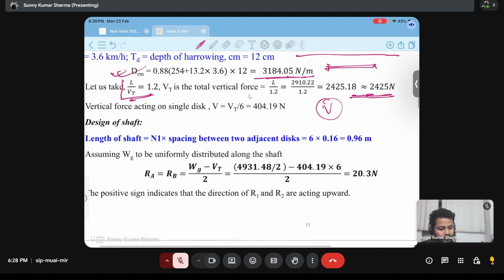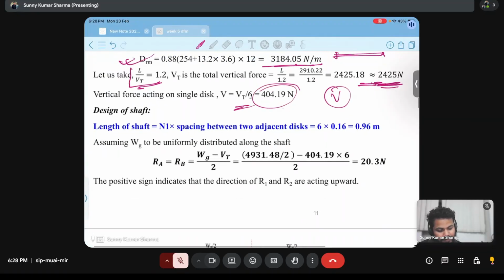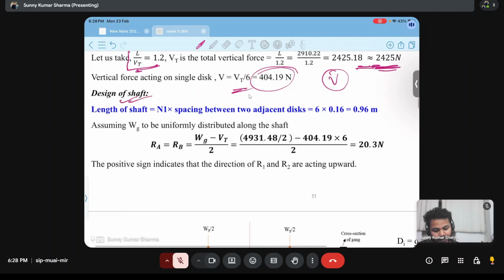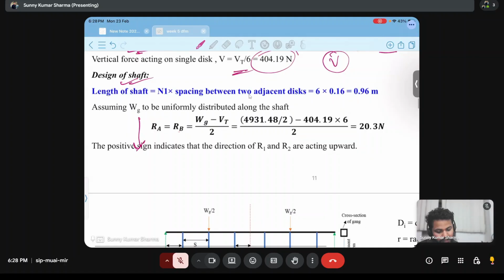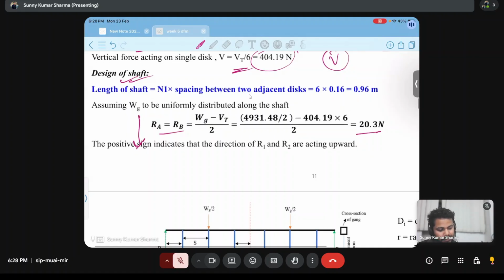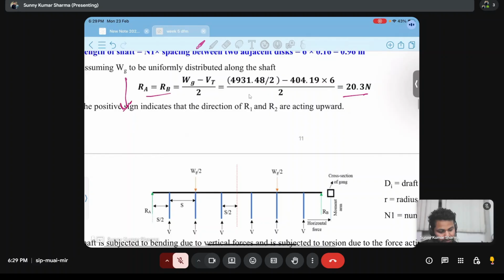So for the rear gang, you can see the change. So this V is changing for the rear gang, and we will divide by 6 for each disk, which is 404.19 newton. So the design of shaft will be done again. So again that same procedure will be followed. Here Ra, that is the normal reaction force, is coming very less, that is 20.3 newton.